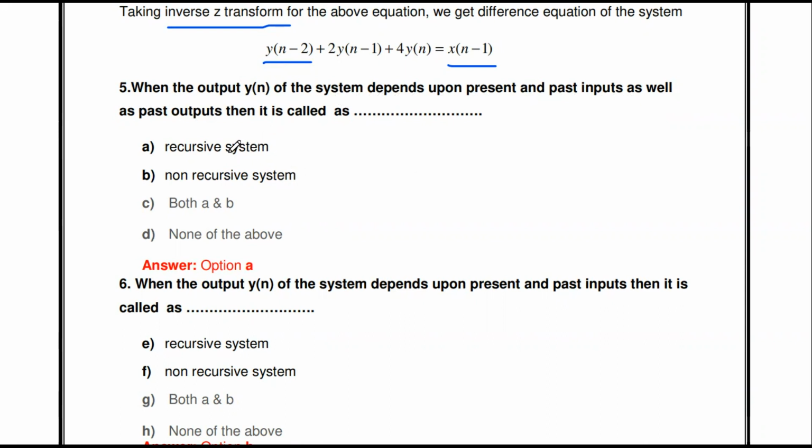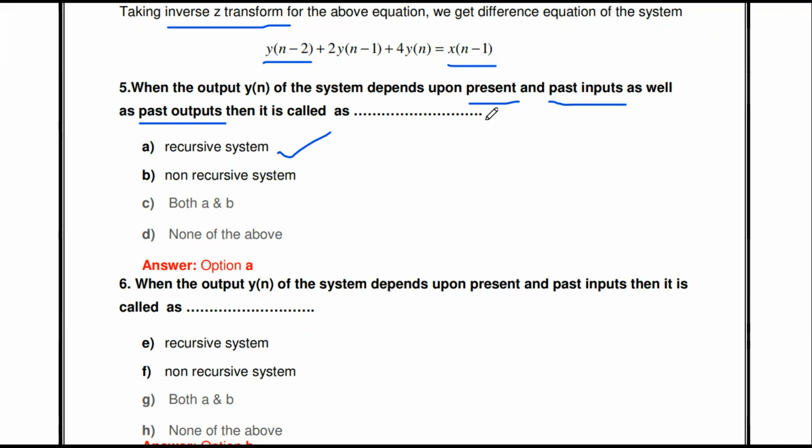Okay, in a recursive system, the present output depends upon the present input, past input, as well as the past output, that is y of n minus 1, n minus 2, n minus 3. If the present output depends on present and past input as well as the past output, then that system is called a recursive system. Okay, this is one of the categories.